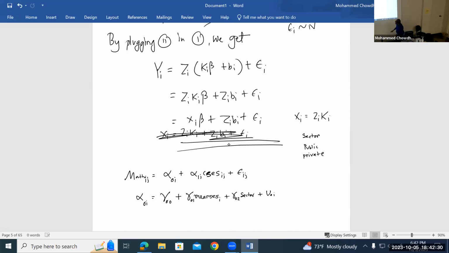Okay, so now take a look at that. These things I express that way. Similarly, this one I also have to assume. What's the rationale? The rationale is that by school, intercept and slope vary.